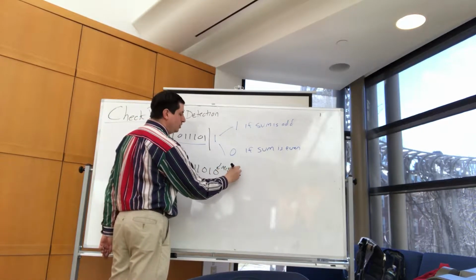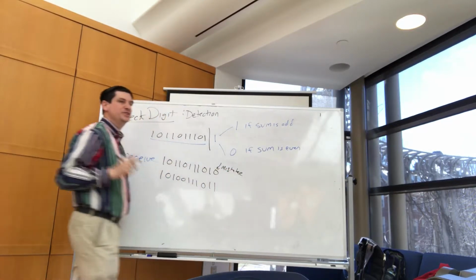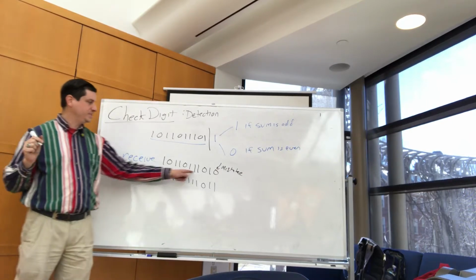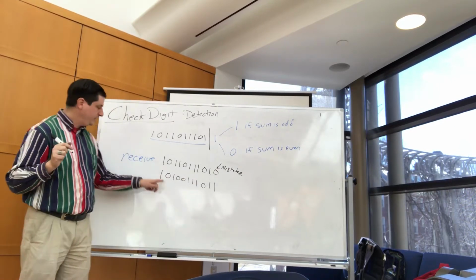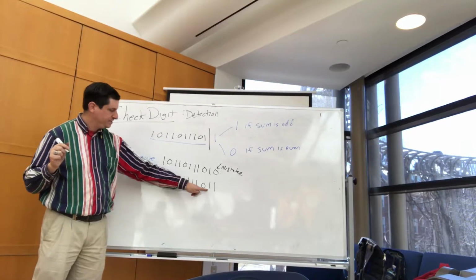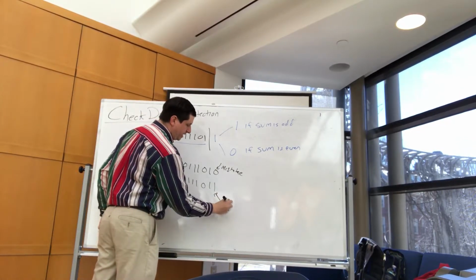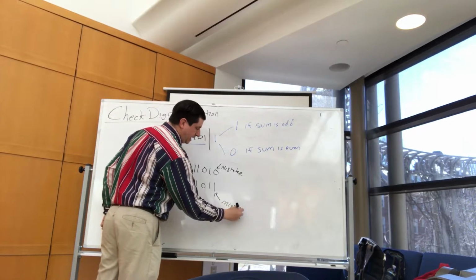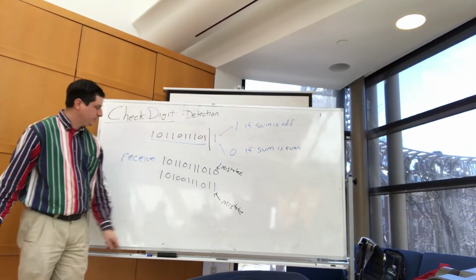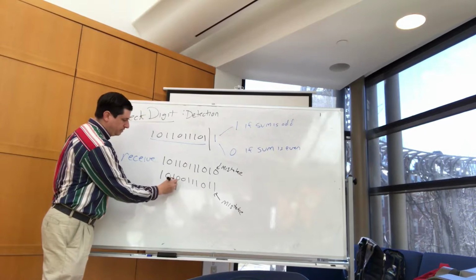I don't know if the mistake was I transmitted the check digit wrong or I transmitted something in the message wrong. So over here I have 1, 2, 3, 4, 5, 6. This should be a 0. So there's a mistake. And here, the check digit was transmitted correctly. The error was over here.